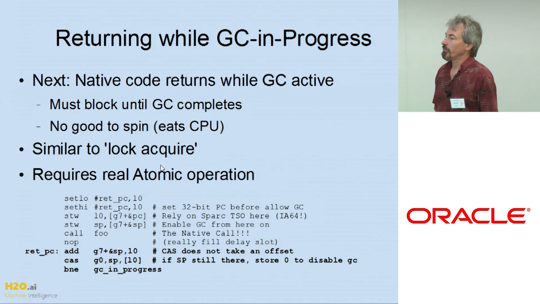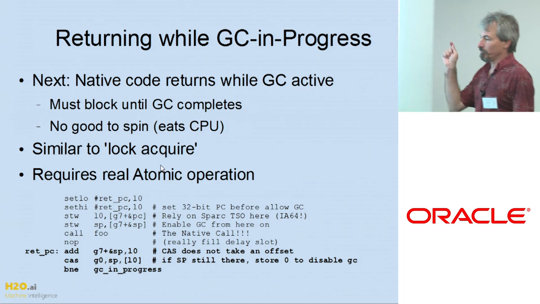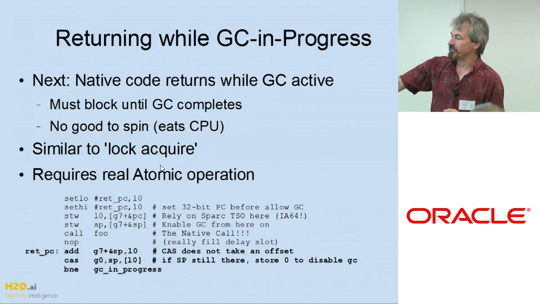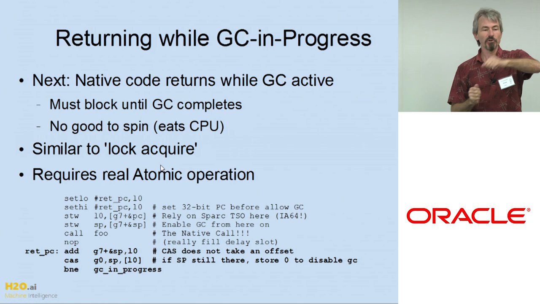Again, at the bottom, can't see, but the chart is basically CAS my stack pointer back down, hoping to put a null over the stack pointer. If I win, I own my stack, I can go. And if I lose, somebody else owns my stack, and I have to go to sleep somewhere and wait for GC to be done. Usually, actually, what happens here is you run off and immediately try to do the work of crawling your stack with the GC so you can get moving again. There's some lock-free idiom or wait-free idiom you want to do here. But you have to do a CAS op with the GC.